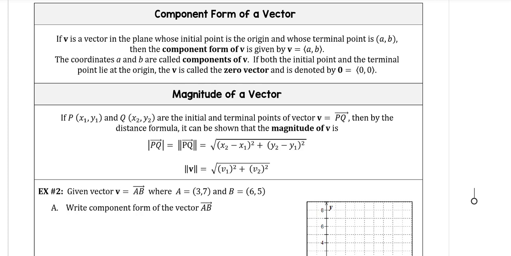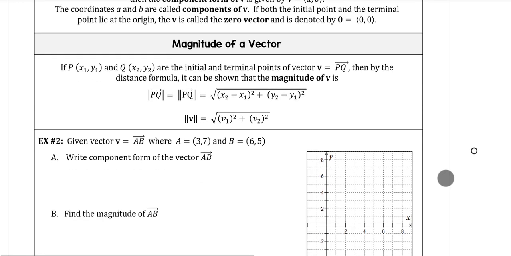So if you have 2 points that have their coordinates x1, y1 for P, and x2, y2 for Q, then they are our initial and terminal points. Then by the distance formula, the magnitude is really just the distance between those points. It's as simple as that. And there are different forms that you see it in.